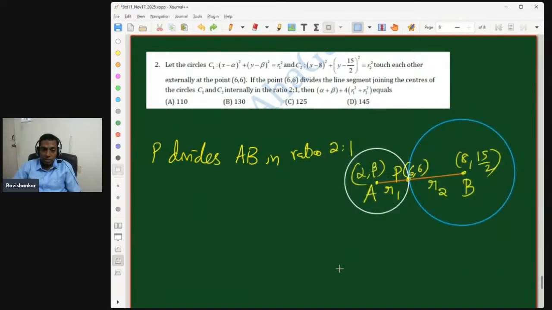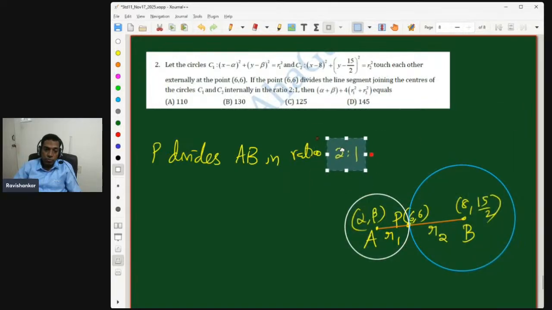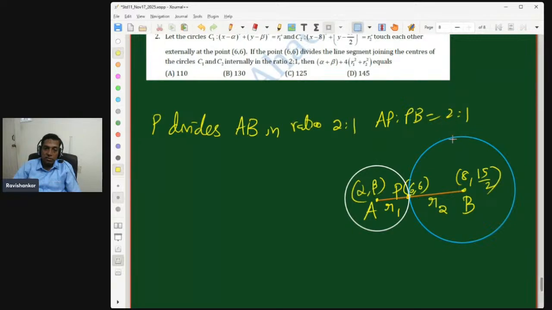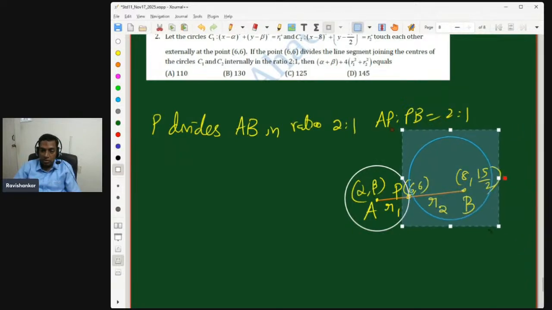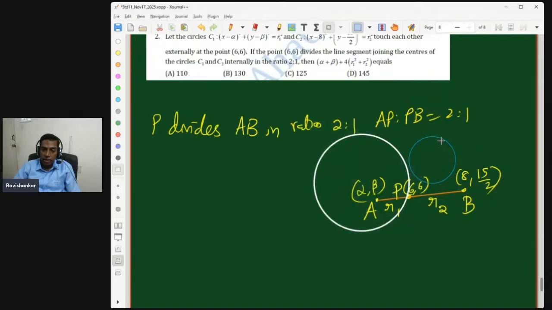So here you have to assume that AP is to PB is 2:1. Line segment joining the centers of the circles C1 and C2. Okay, so this is what you have to assume. See, like I said, the diagram shouldn't matter, but it might mislead you otherwise.